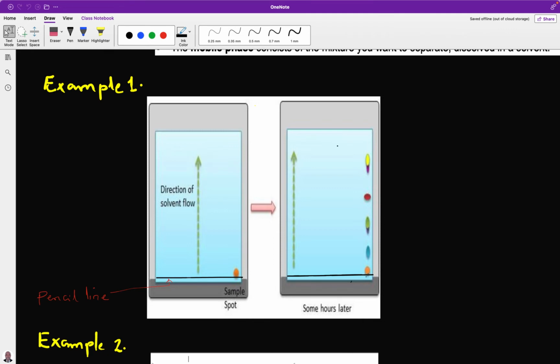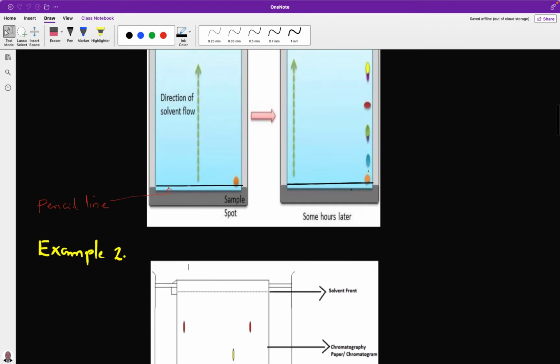Now we can determine the impurities in this mixture, and we will determine it based on our Rf value, the retention factor. We will measure the distance moved by this blue, by this green, by this red, and also by this yellow and this other purple here.